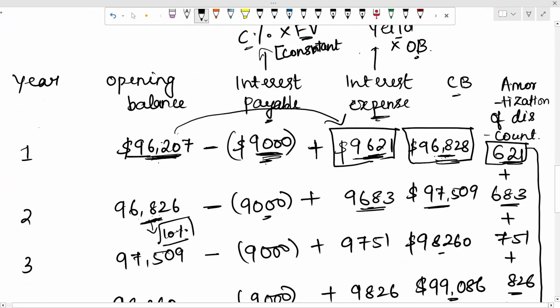So this closing balance we have calculated, this is nothing but the amortized cost of the bond. Amortized cost is nothing but opening balance minus interest payable plus interest expense. That is the amortized cost. So held to maturity debt securities are valued at these amortized costs.